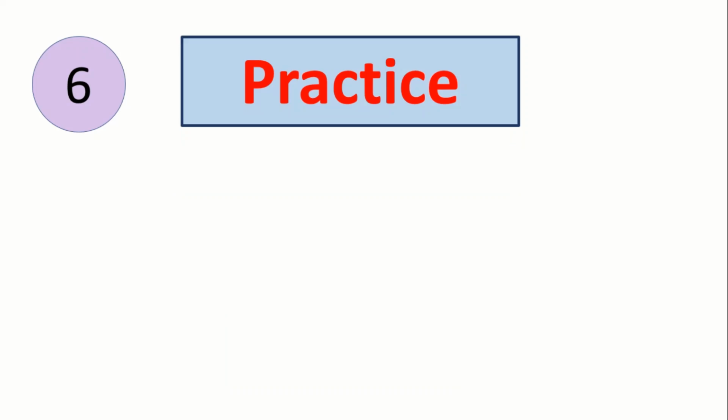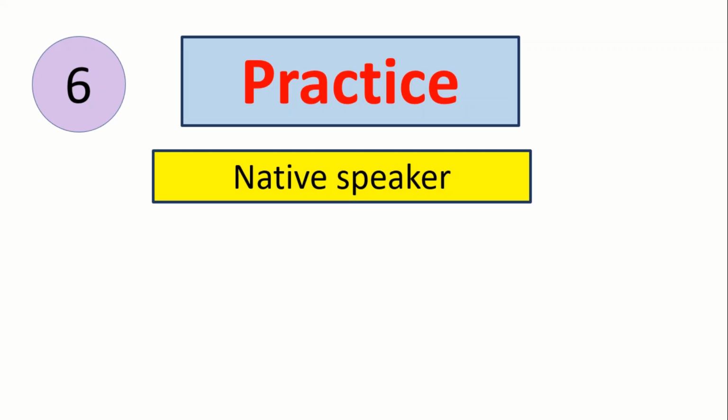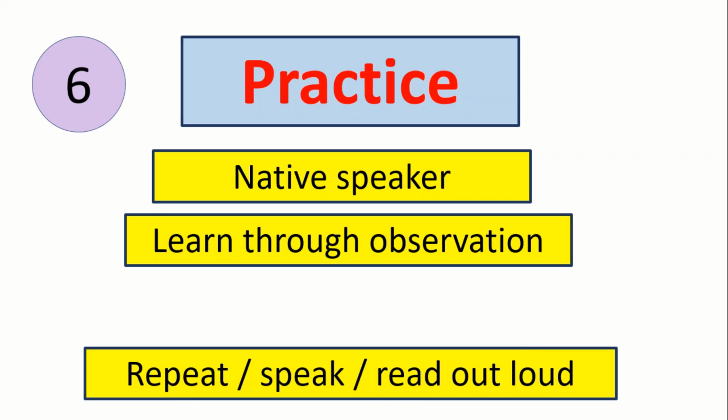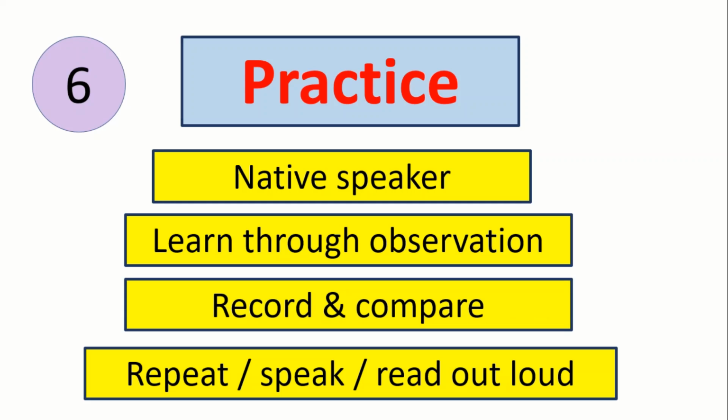Tip number 6, practice. Try to practice with native speakers if you can. If not, you can also try to learn through observation and repetition, try to speak out loud or read out loud, and even try to record and compare your own pronunciation with native speakers. Practice and practice, and you get better. Practice makes perfect. Remember?